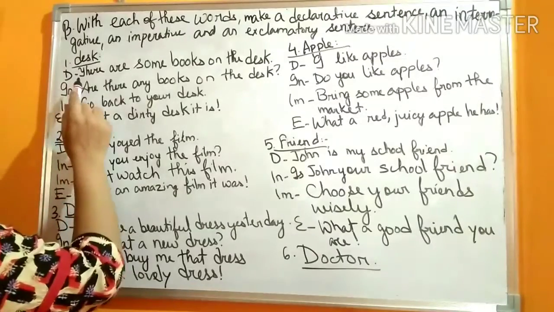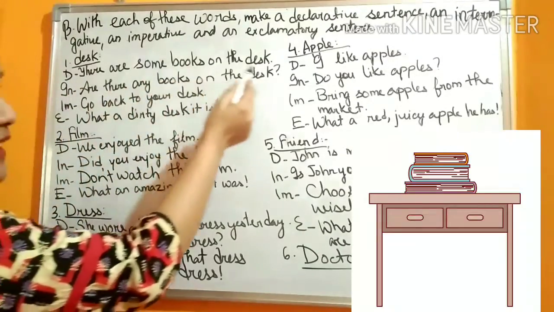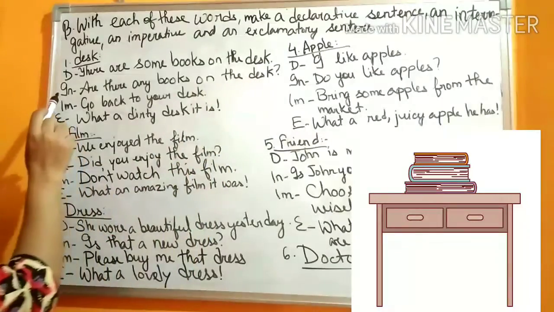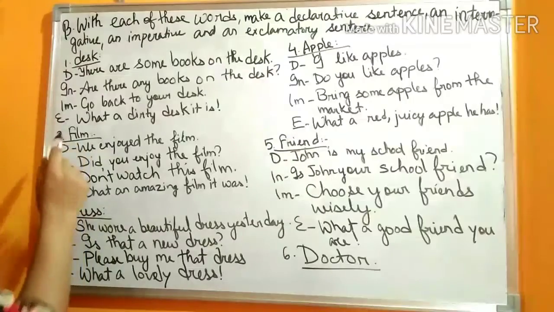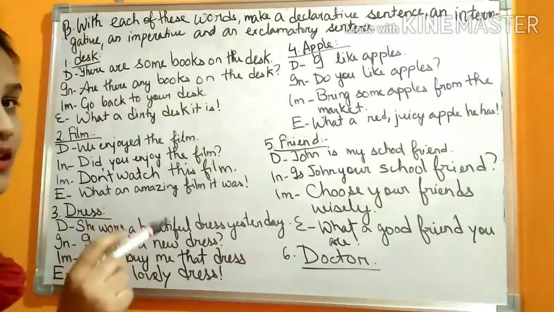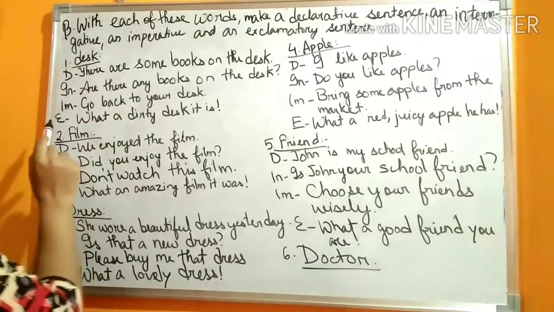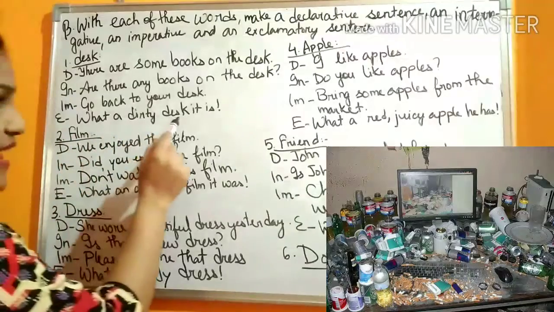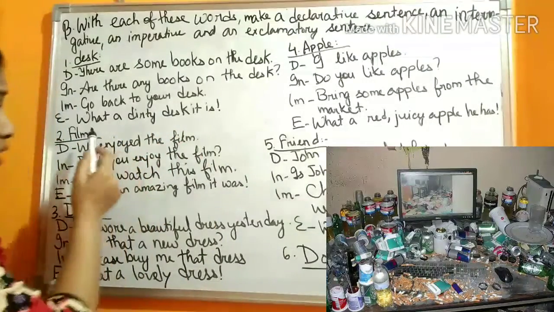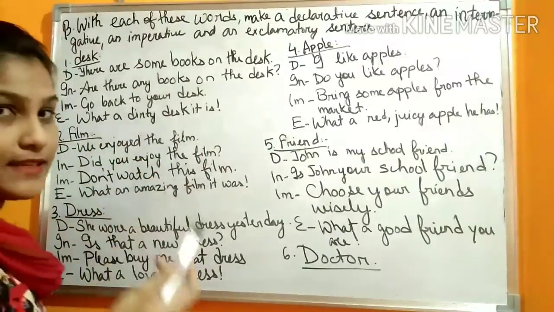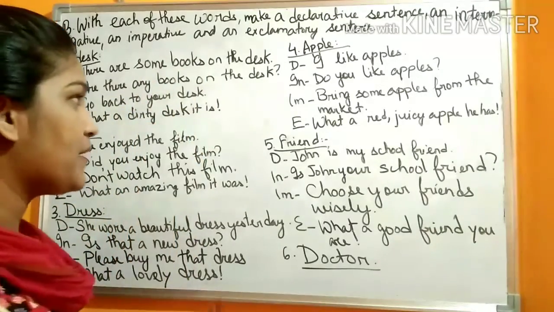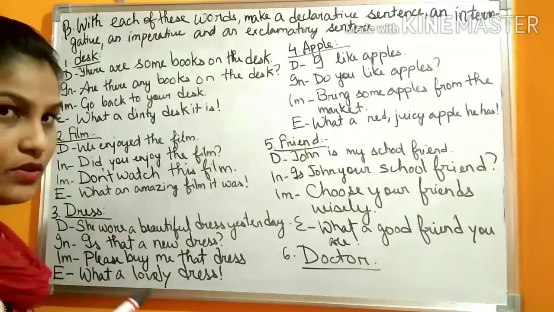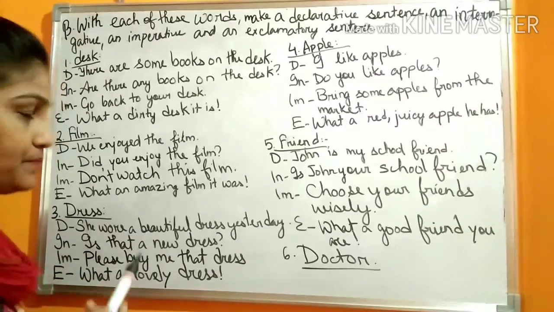So declarative you can write like there are some books on the desk. Okay. Interrogative, are there any books on the desk? Imperative, go back to your desk. This is an order. Exclamatory, what a dirty desk it is. You can also write what a beautiful desk it is. Okay. So you can make this type of sentences. You can make sentences by yourself also, but you have to show me.